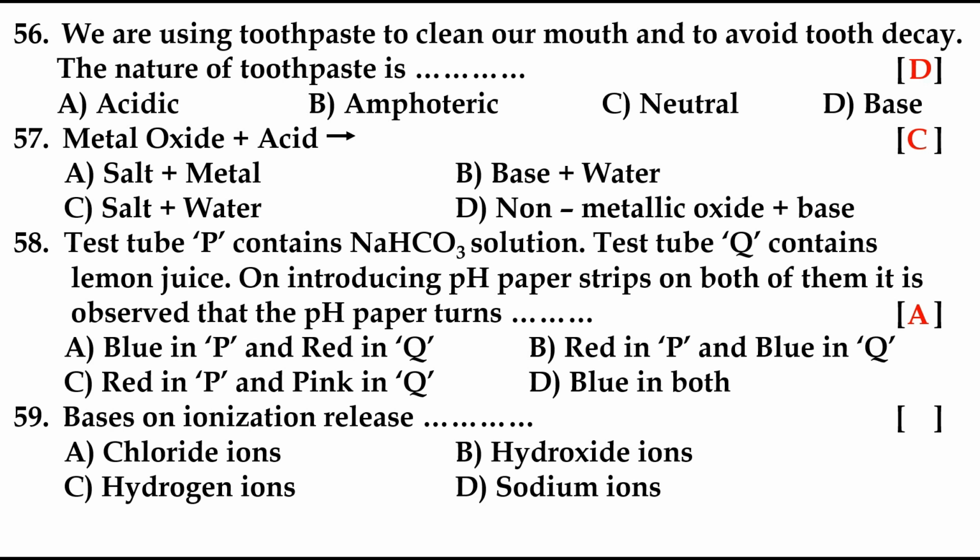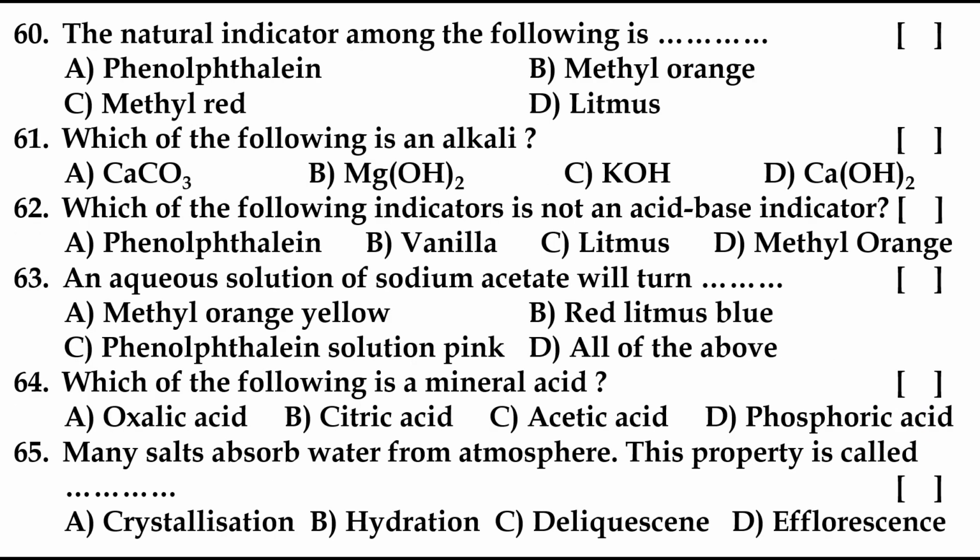59. Bases on ionization release dash. A. Chloride ions. B. Hydroxide ions. C. Hydrogen ions. D. Sodium ions. Answer is option B, hydroxide ions.